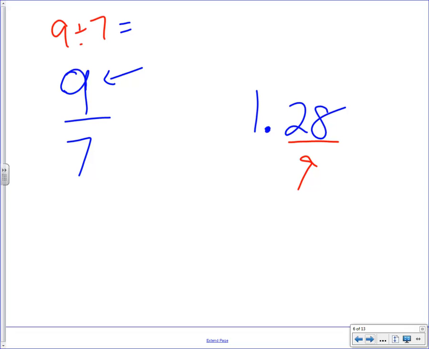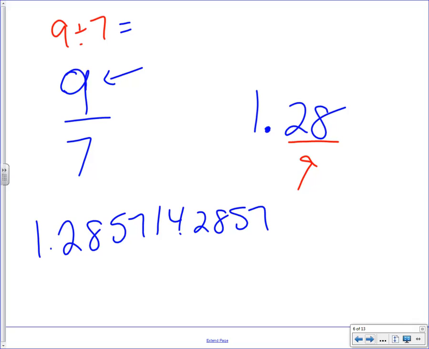And so let's see. 7 goes into 9 one time, but I want to know what the decimal part of it is, not the fraction part. So 9 divided by 7 gives me 1.2857. 1.42857. Okay, it just keeps going. But this one I didn't have anything. This one is just 1.28.